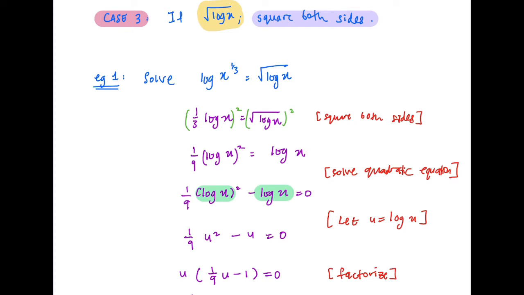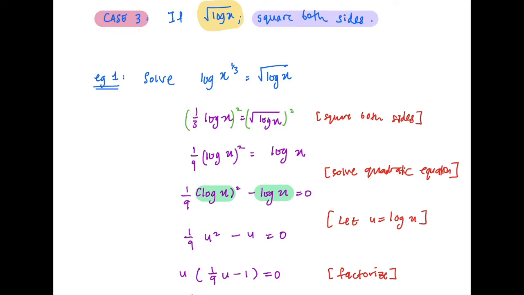Let's solve log x to the power of 1 over 3 equal to square root of log x. First of all, we can simplify by bringing the 1 over 3 down. That's the first step. Now let's get rid of this root straight away: we need to square both sides. Be careful when you square both sides.